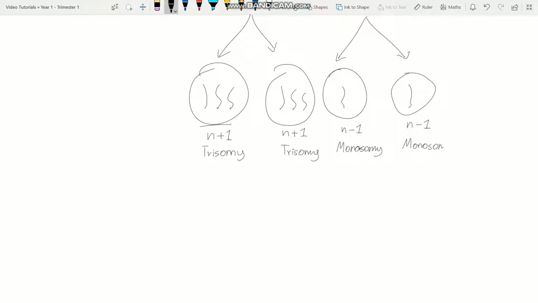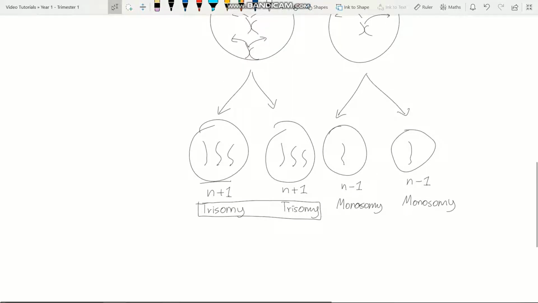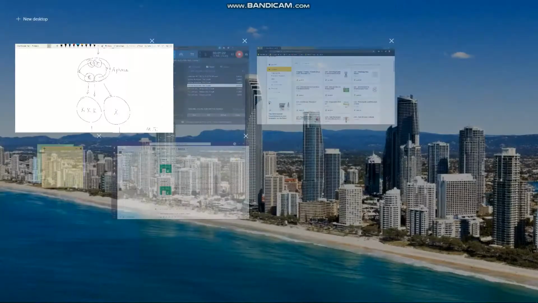And trisomy might ring a bell for you, because Down syndrome is actually called trisomy 21 because it has 3, or 1 extra copy of the 21st chromosome. And that's what non-disjunction in meiosis I is.